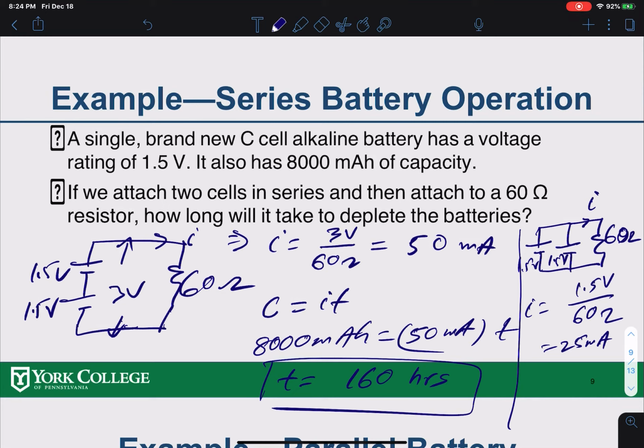So now I have two of them in parallel, so I have double the capacity. So my C is 16,000 milliamp hour, double the capacity, right? So now my T would be C over I. If I do the math over here, C is 16,000 over 25. Look at that, it's going to run for 640 hours now. Right? So now you see how your connection can change if you do it in series or in parallel. All right.